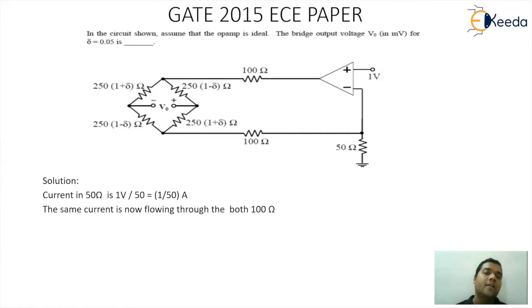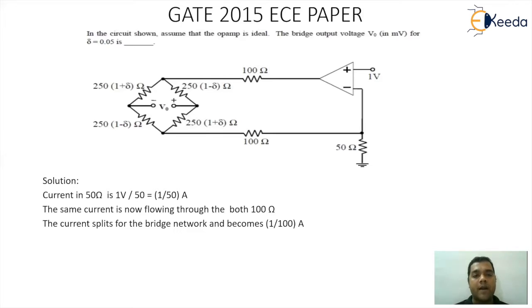It is as good as when the current comes from the 100 ohm, it will split into two equal parts and then merge again at the bottom terminal and again flow through the 100 ohm resistor. And that current is basically the current in the 50 ohm resistor. And hence I can say that the current in the 100 ohm resistor is basically 1 by 50, and the split effect will produce a current of 1 by 100.